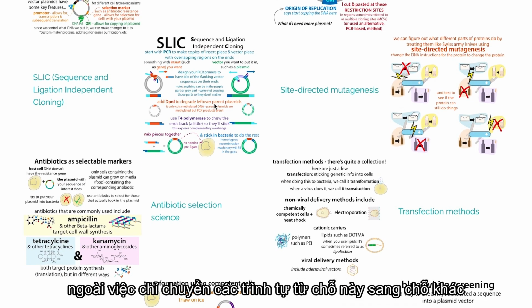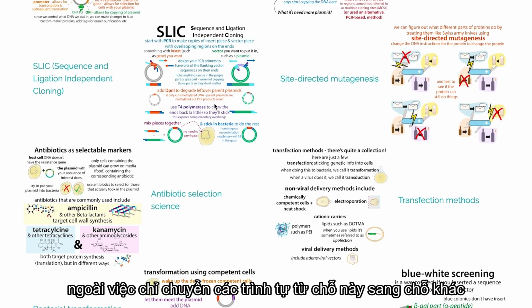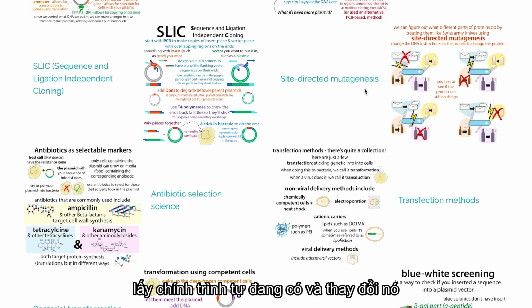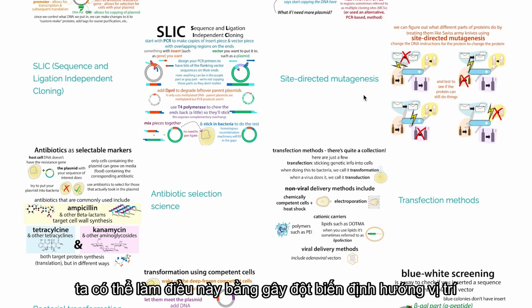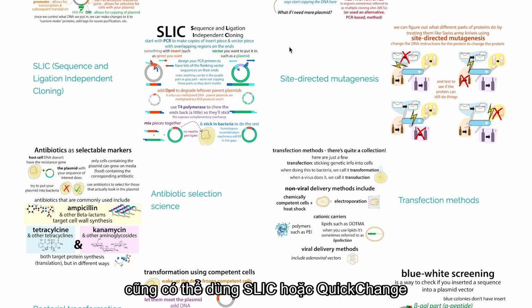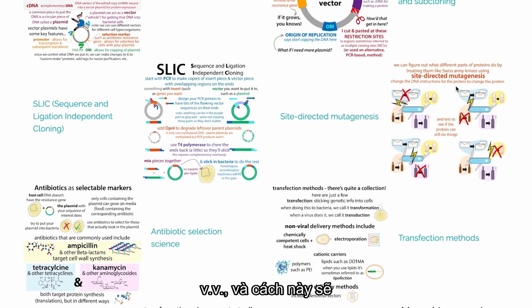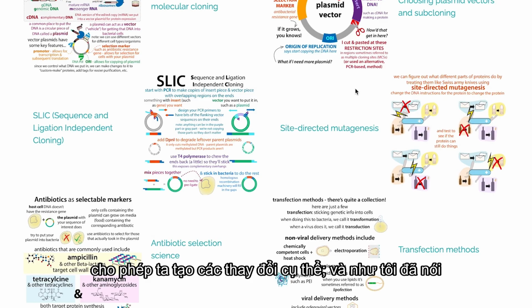In addition to just moving sequences from one place to another, sometimes what we want to do is take the sequence that's already there and change it. We can do this with site-directed mutagenesis, again using SLIC or with QuikChange, various things like this. And this is going to allow us to make specific changes.